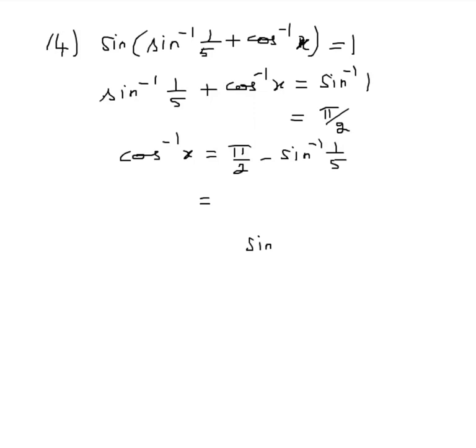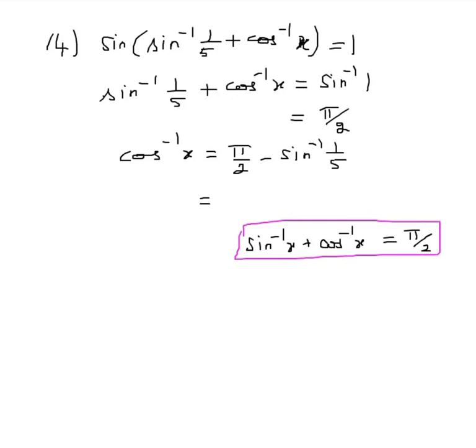And we have a formula. Sine inverse of x plus cos inverse of x is pi by 2. Let us use this formula. So pi by 2 minus sine inverse of 1 by 5 will become cos inverse of 1 by 5. So taking cos on both sides, cos and cos inverse will get cancelled. So x is equal to 1 by 5 is the answer.